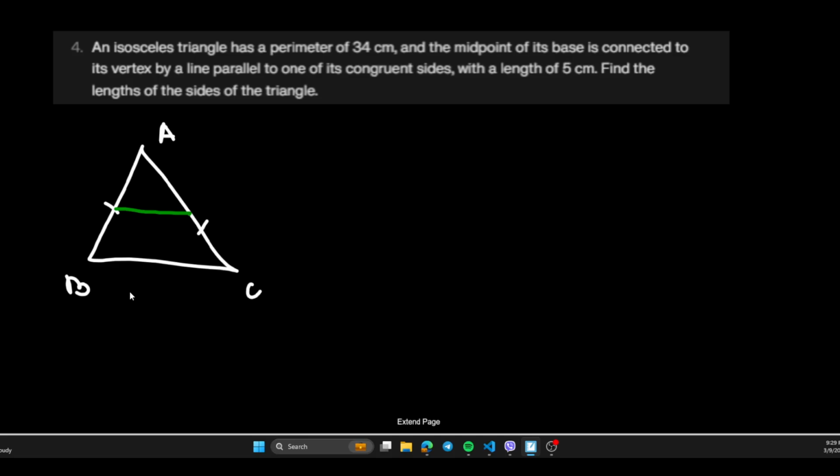So that line has 5 centimeters, and you didn't learn about linie mijlocie, so okay. Now, the point of linie mijlocie is that it splits these sides into 2 equal parts, so all of these 4 sides are equal to each other.